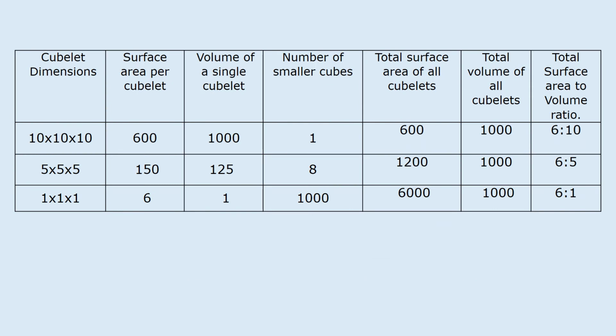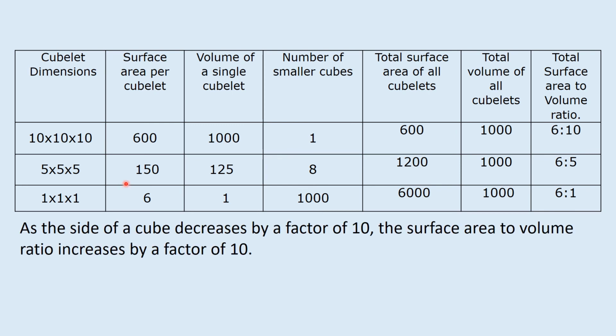So what does all this mean? Well, if you have a look at the surface area to volume ratio, you can see there is a clear pattern. As the side of a cube decreases by a factor of 10, so here's the side of the cube, decrease from the first one to the bottom one, so decrease by a factor of 10, the surface area to volume ratio increases by a factor of 10. So if you have a look, right, the volume has gone down by a factor of 10, so the surface area to volume ratio has increased by a factor of 10.